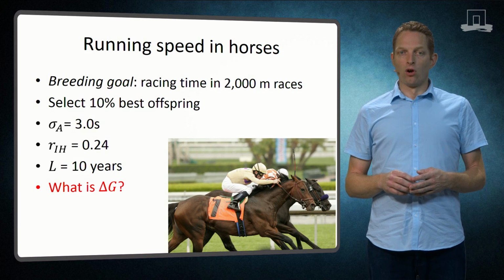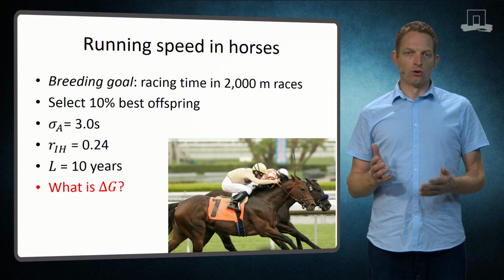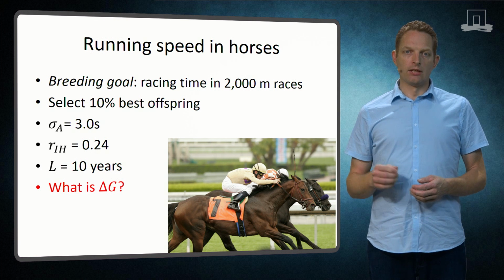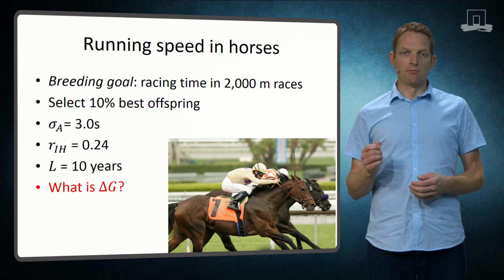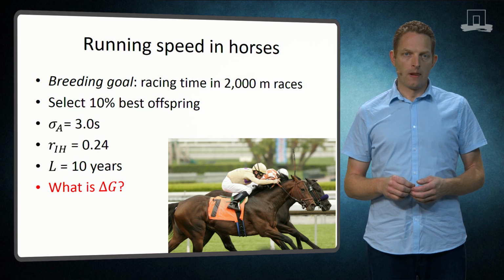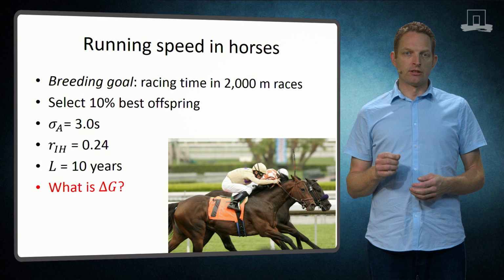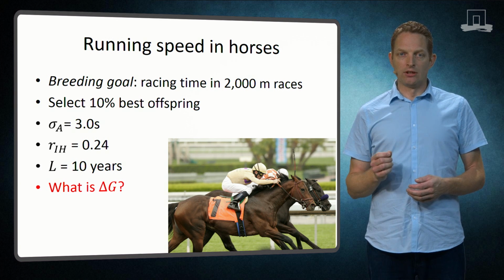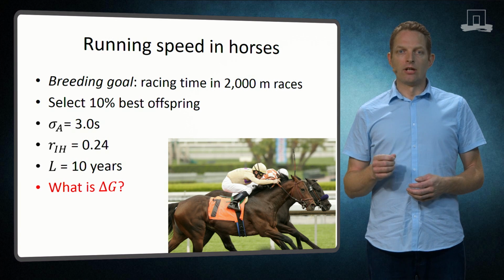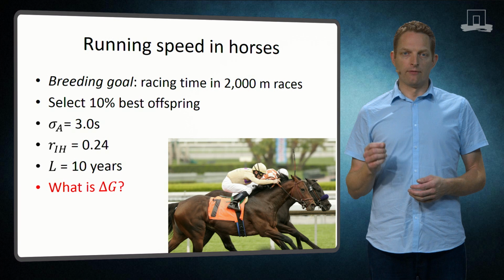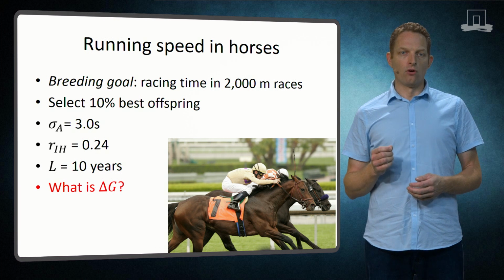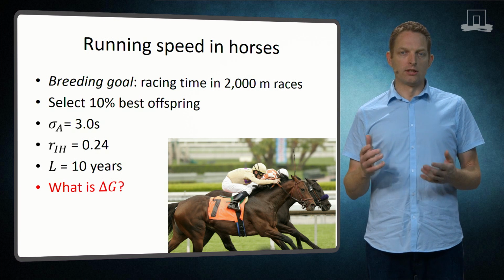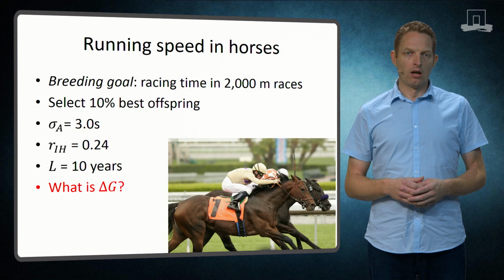Let's consider the following example about running speed in horses on a 2,000-meter long track. In this case, the breeding goal is the racing time across 2,000 meters. Let's assume that we select the 10% best offspring for breeding. The genetic standard deviation is 3 seconds, the accuracy of selection is 0.24, and the generation interval is 10 years. Now, the question is, what is the value of delta G?